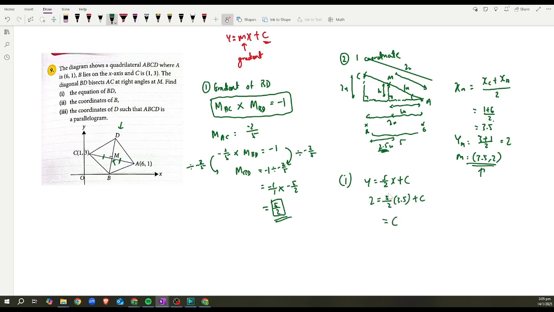Okay, so if you solve for that, then you'll find that c must be negative 27 over 4. So you just rewrite the equation with your value of c written in, and this will be the answer for part 1.